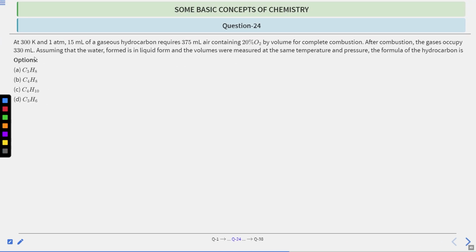Moving to question number 24. At 300 Kelvin and 1 atmosphere, 15 ml of a gaseous hydrocarbon requires 375 ml air containing 20% oxygen by volume for complete combustion. After combustion, the gases occupy 330 ml. Assuming that the water formed is in liquid form and the volumes were measured at the same temperature and pressure, the formula of the hydrocarbon is, options are C3H8, C4H8, C4H10 or C3H6. You have 10 seconds to solve this question by yourself. After that, we will solve this question.